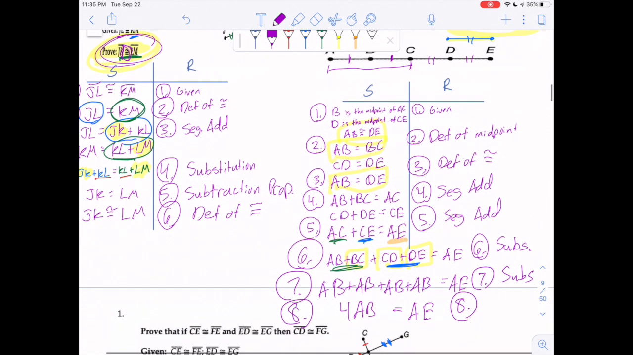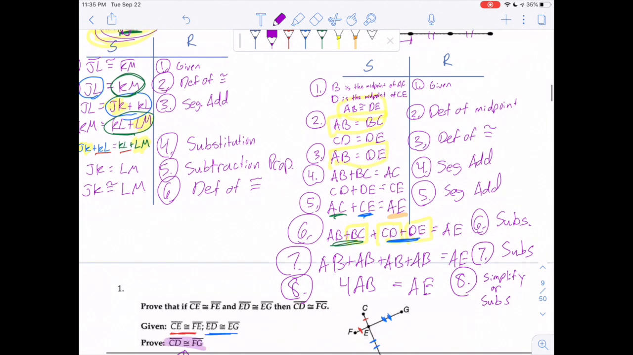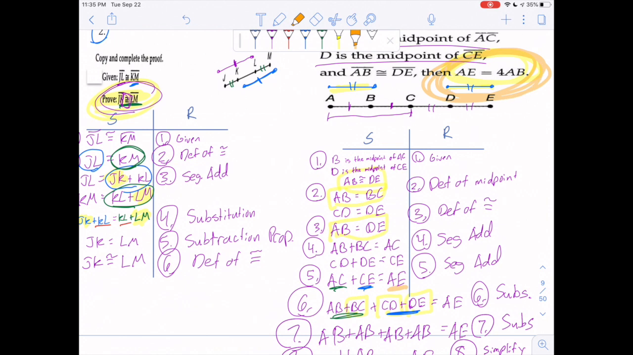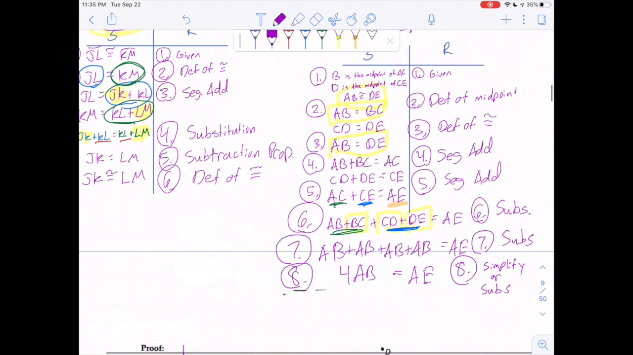What is that? You can put simplify or you can put substitution. Either of those work. And I'm gonna get rid of this real quick. So that's good. It's not great yet. And we know why it's not great, because it needs to look exactly like this, right? We want AE in front. If I want AE in front, I need to use the symmetric property.